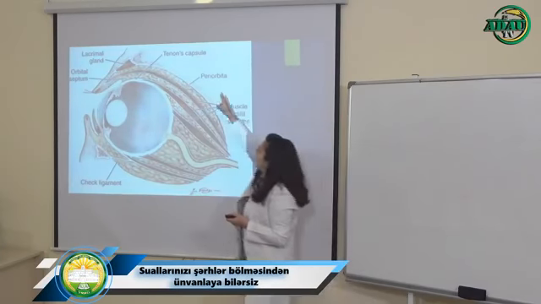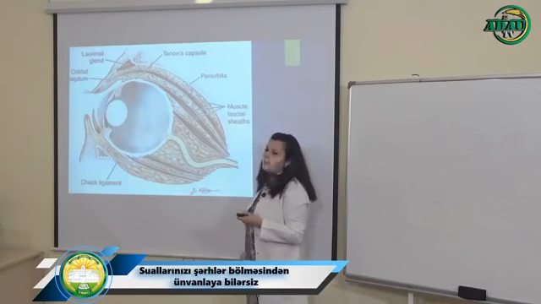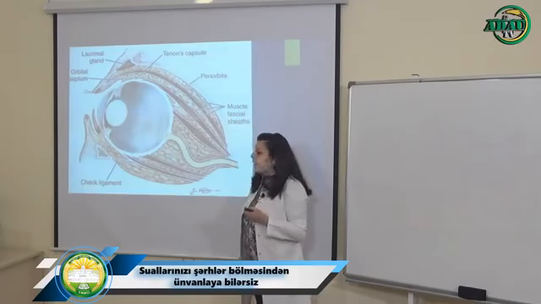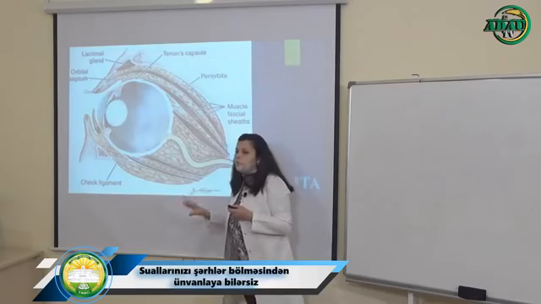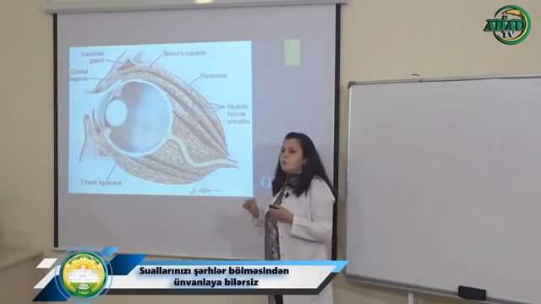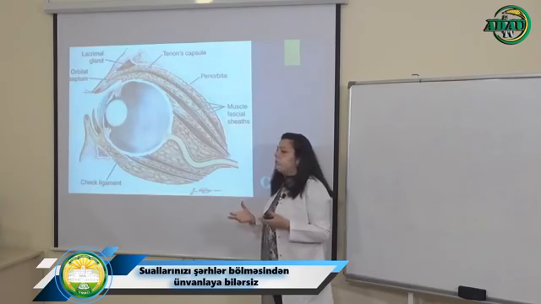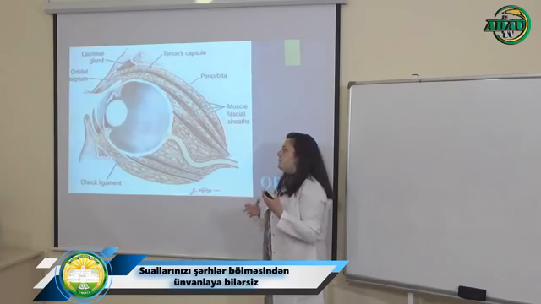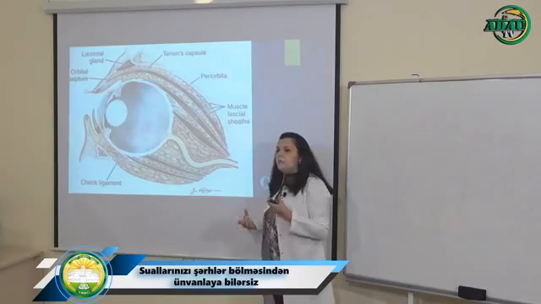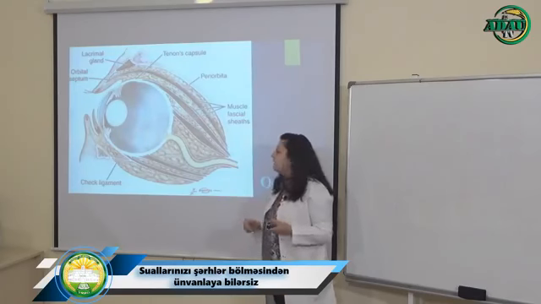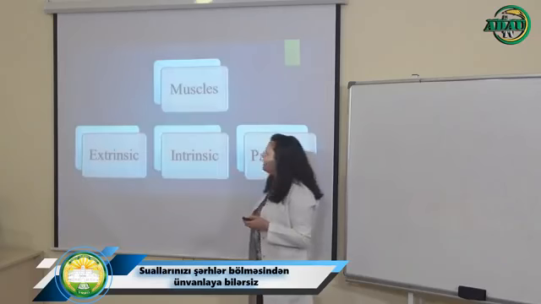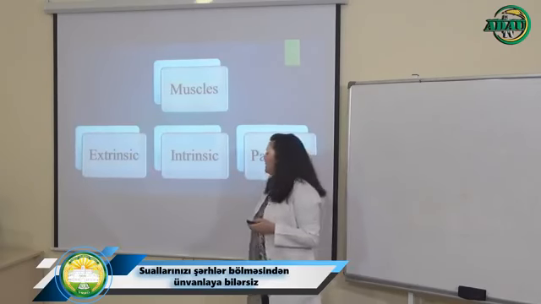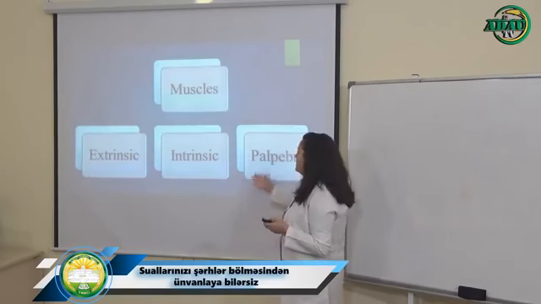There is the periorbita, which covers the orbit. Periorbita derives from the periosteum. Besides there is fat tissue, called corpus adiposum, and this fat tissue cushions the eyeball and also facilitates the movement of the eyeball inside the orbit. Besides there are fascia, which cover the muscles of the eyeball. Muscles of the eyeball can be divided into the extrinsic, intrinsic, and palpebral muscles.